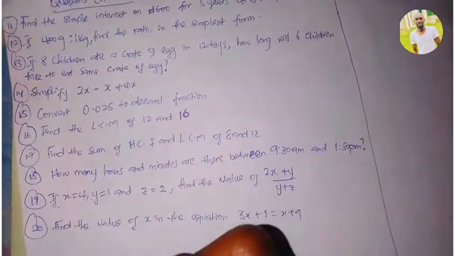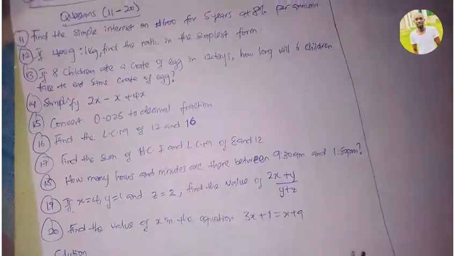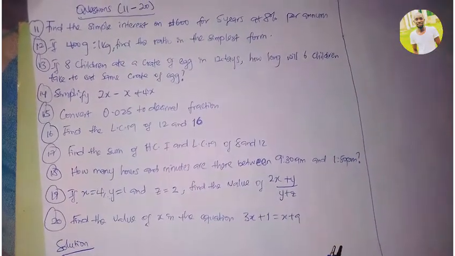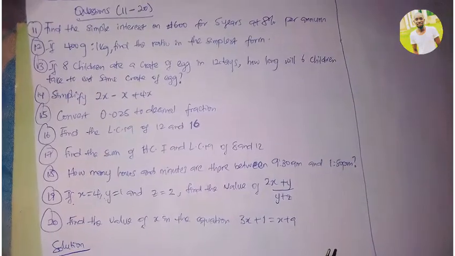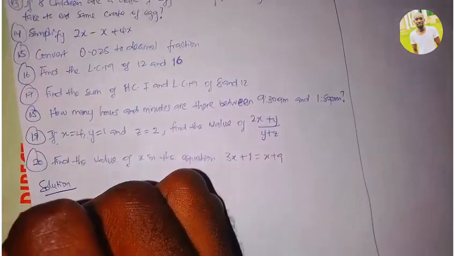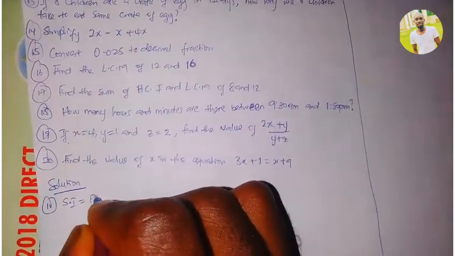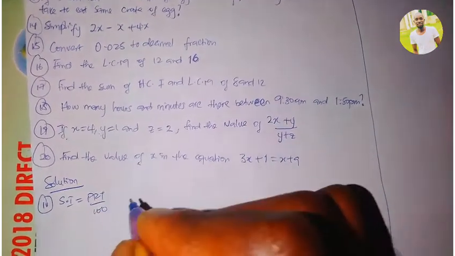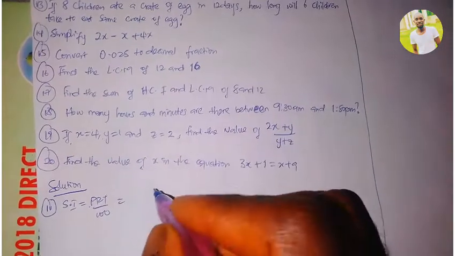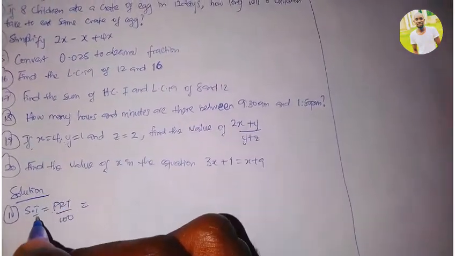Okay, so for the first question, which is number 11, let's write the solution. Find the simple interest on 600 naira for 5 years at 8% per annum. In this case, what we're going to do is generate a formula for simple interest, where SI equals PRT over 100. That is, simple interest equals principal times rate times time, divided by 100. Since I have to find the simple interest, I can just leave this as it is.